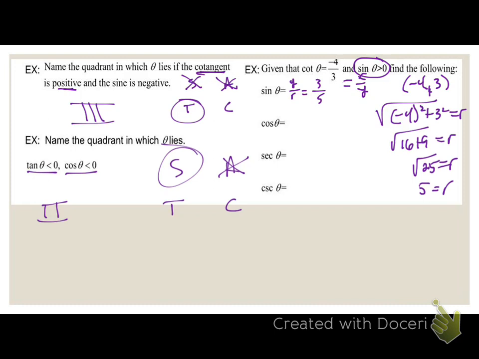Cosine. Cosine is x over r, so 3 over 5. Secant is flipping over cosine, so 5 over 3. Cosecant is flipping over sine, or, hang on a minute. Back up. Sorry, cosine is x over r, so it should be negative 4 over 5. Secant coming from that should be negative 5 over 4, and this should be 5 over 3. Sorry, small slip.